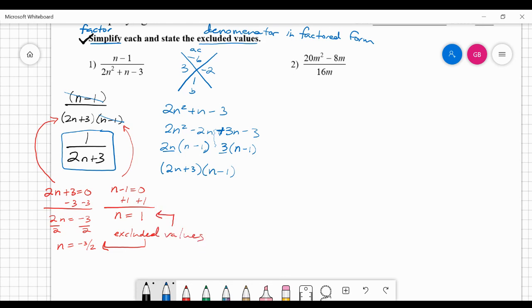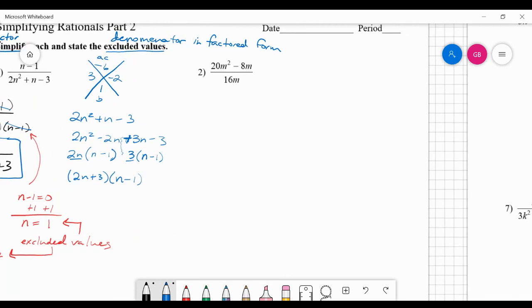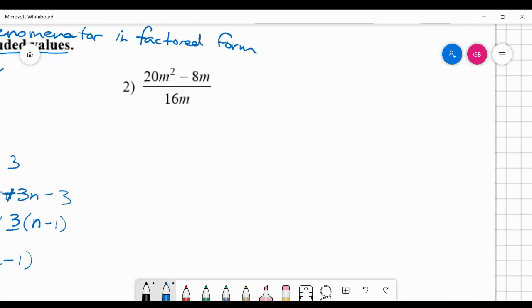For number 2, we do not have a trinomial, so most likely it's just going to be GCF. So the GCF of the numerator looks like it's going to be 4m. So that leaves us with 5m minus 2 over 16m.